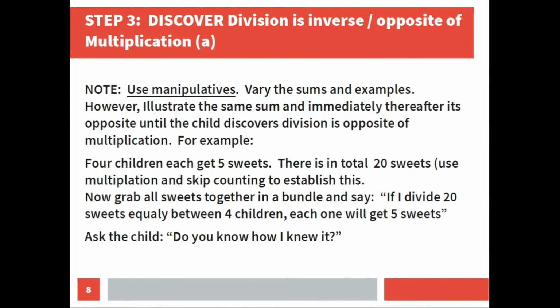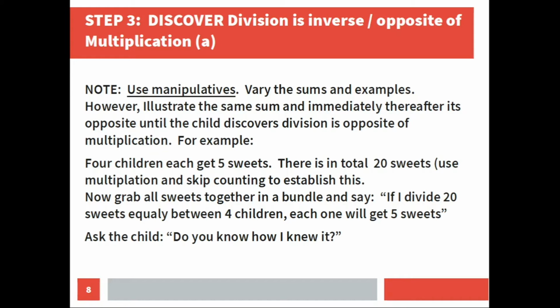The third step is where the child must discover that division is the opposite, the inverse, of multiplication. At this stage, you are in the discovery phase. Not learn, just discover. For example, say there are four kids. Let's give each of them five sweets, and you count it out. Let the child count. Each one gets five. Now, what is the total? How many sweets do we have in total? Let the child count: 5, 10, 15, 20.